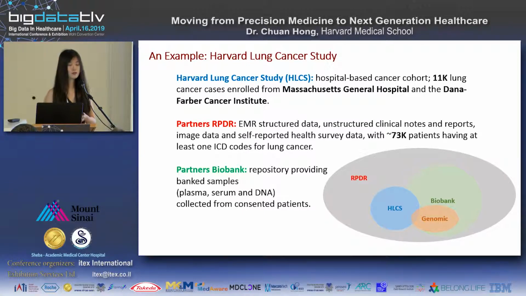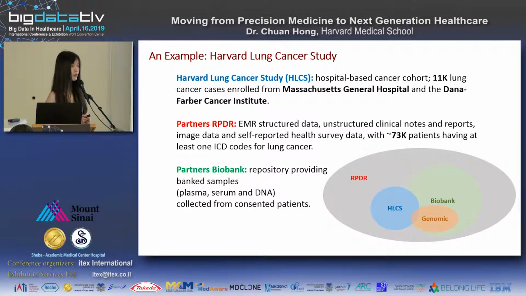Given all this data, what can we do as researchers? Here is an example of the Harvard lung cancer study. The original data of this study is a hospital-based cancer cohort. We have about 11,000 lung cancer cases enrolled from Massachusetts General Hospital and also Dana-Farber Cancer Institute. Later the investigators merged their data into Partners Healthcare. And using the EMR data from Partners, we have 70,000 more patients.